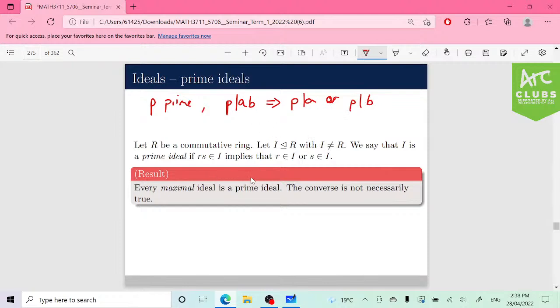Analogously, this is very similar to saying this as well. If RS belongs in I, what that gives you is that R must belong in I or S belongs in I. And then we call I a prime ideal. It turns out that every maximal ideal is a prime ideal, but the converse is not necessarily true. So every maximal ideal is prime, but not all prime ideals are maximal ideals.